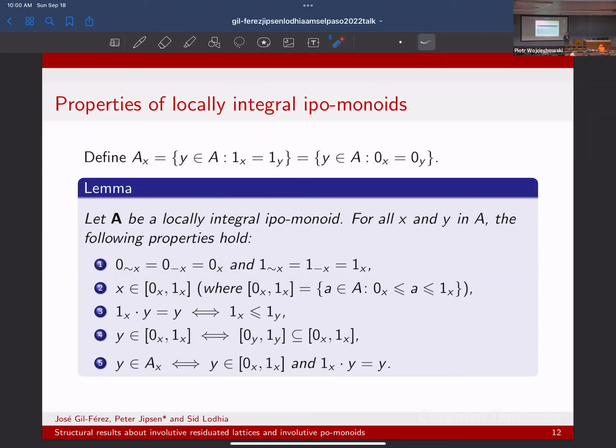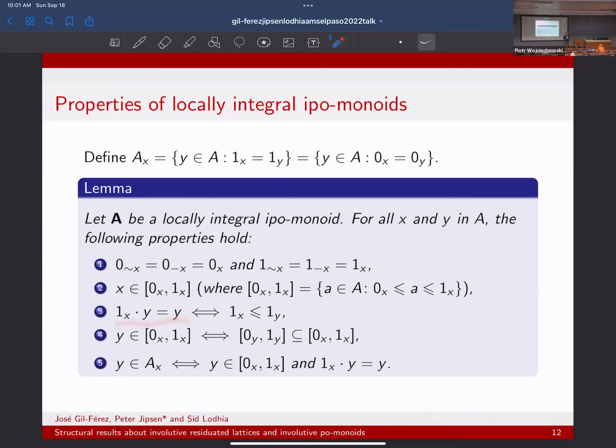And so for example, if you take the local 0 of tilde x, that's the same as the local 0 of x. So x and tilde x are in the same equivalence class, is what that will tell you. The interval notation is standard. So 0x, 1x is all the elements in between. That's not the equivalence class, but it turns out to be an important set, and x is in there if you're using the local 0 and the local identity of x.